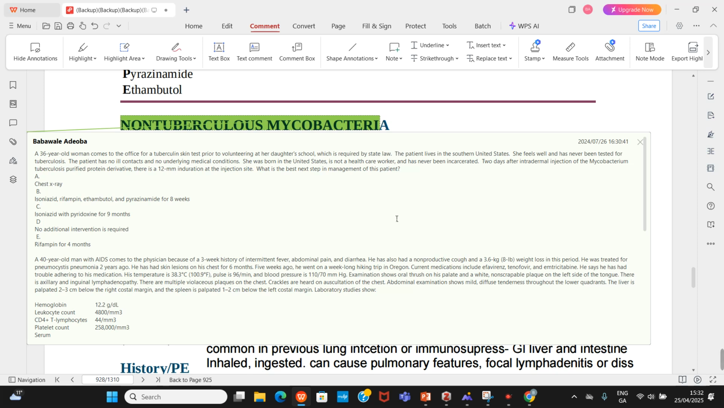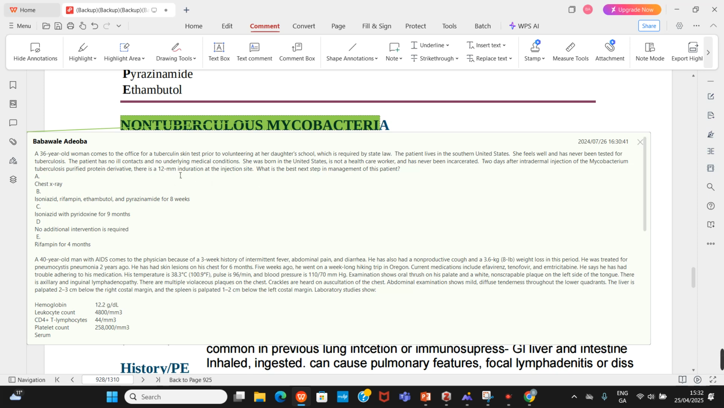Anybody? No additional intervention. Why? It's a healthy person with no risk factors for TB. Exactly. Good. And the PPD is not up to 15. So if this were up to 15, what's the best next step? Chest X-ray. Very simple.